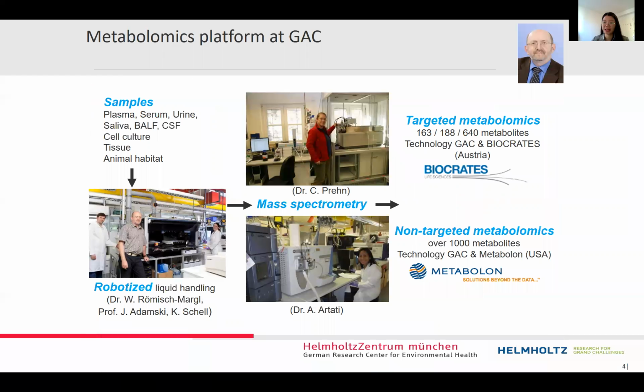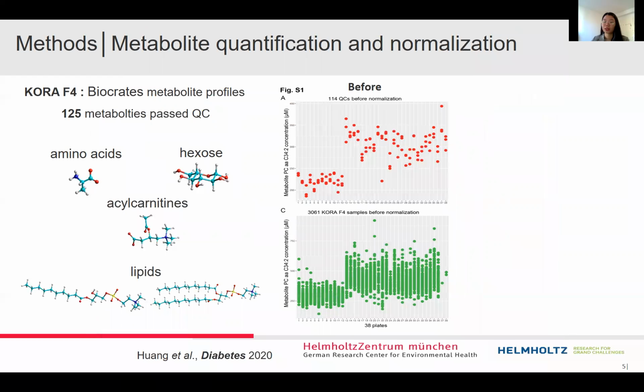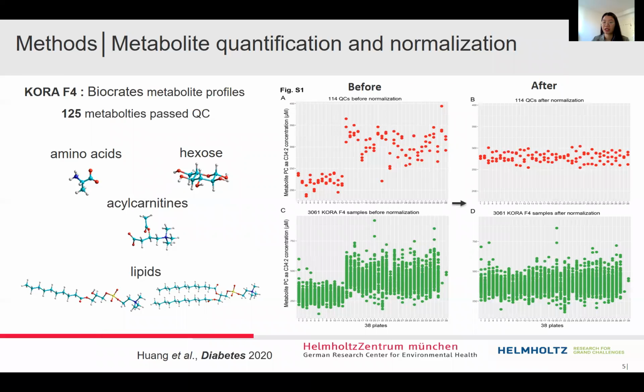The KORA samples have been quantified on the Metabolon platform. Our study used the targeted analysis. In total, there were 125 targeted metabolites that passed the quality control and were involved in the analysis. Before the formal analysis, I adjusted the plate effects with the plate normalization factors. As shown in the figures, plate normalization corrected the plate effect in metabolite concentration.